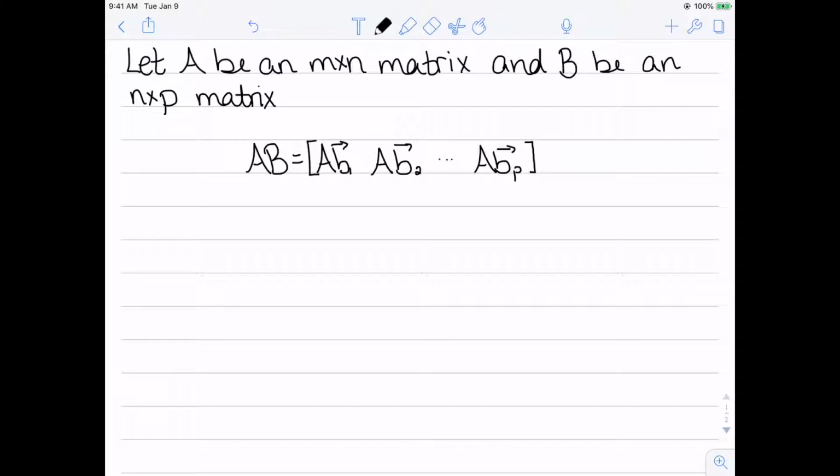Then we define the matrix multiplication AB as the matrix given by A times B1, A times B2, all the way up to A times BP, where these B vectors are the columns of my matrix B. So essentially, I'm going to multiply matrix A by each column vector of B. So let's look at an example of this.